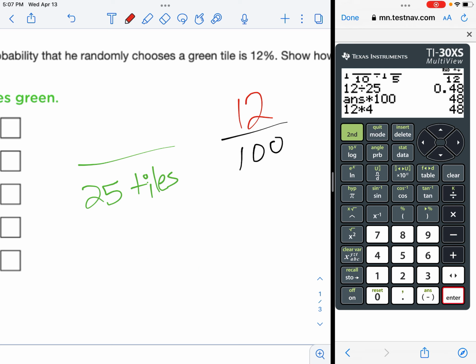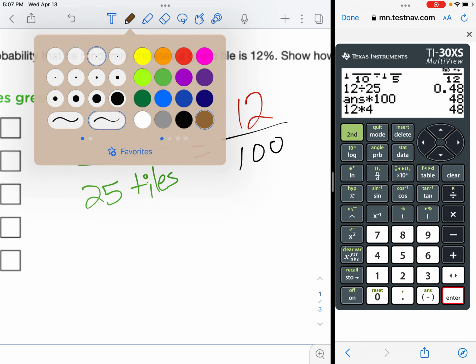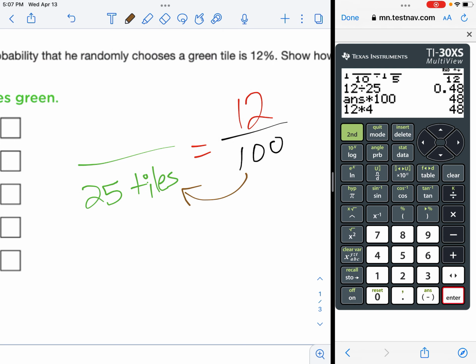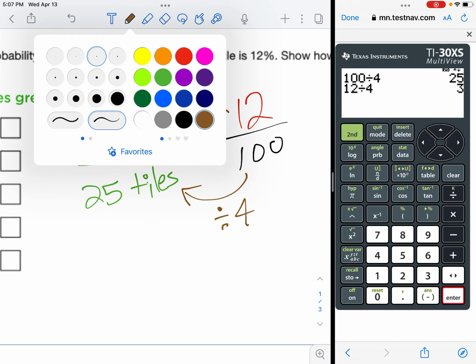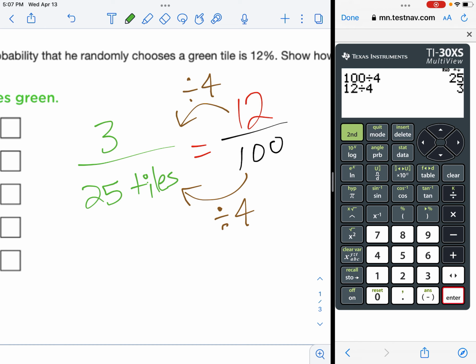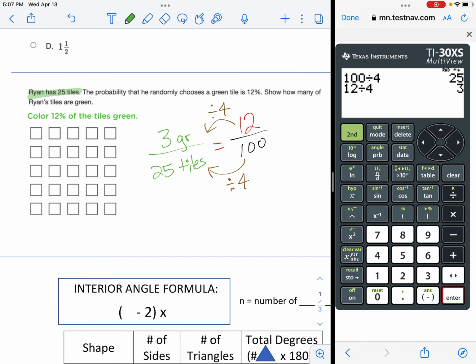All right, so I'm going to put my equals. This time I'm going from right to left. So I start at 100. So you might remember we just divided those numbers. 100 divided by 25 is 4. So 100 divided by 4 should be 25. 100 divided by 4. Yep. So if I divide by 4 going the other direction, 12 divided by 4 is 3. This says 3 green out of 25 tiles.